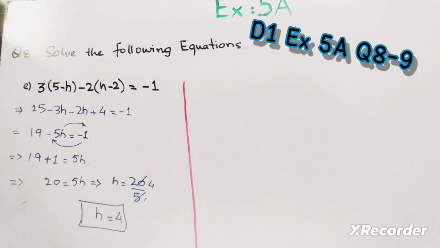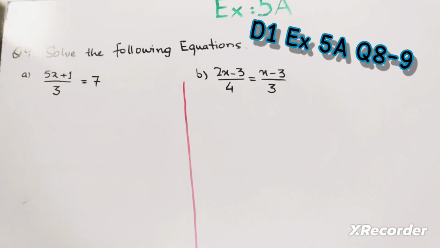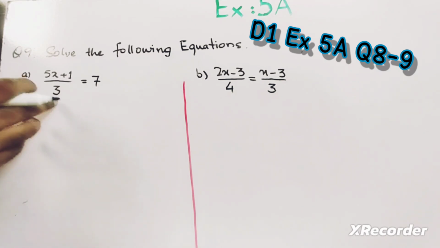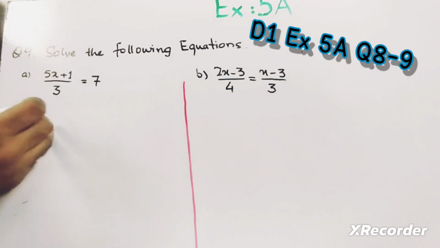Now moving towards the next question. Now question number 9, solve the following equation. In this question we are saying that there is a fraction sign. No need to worry, let's start. Part A, 5x plus 1 upon 3 is equal to 7. Now in the first step we remove this, dividing by 3 by multiplying with 7, like that.